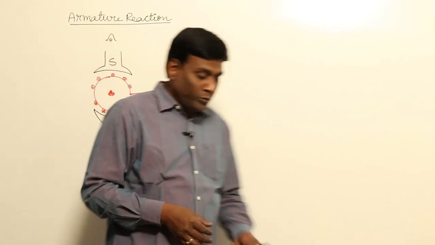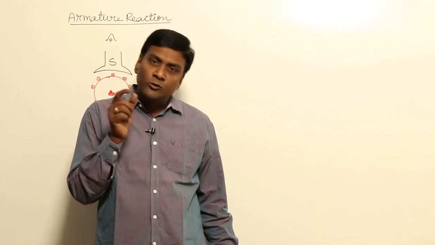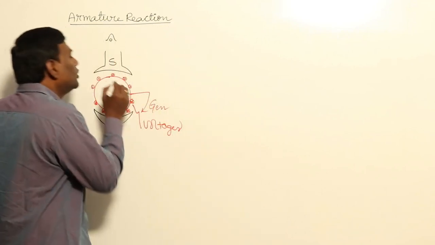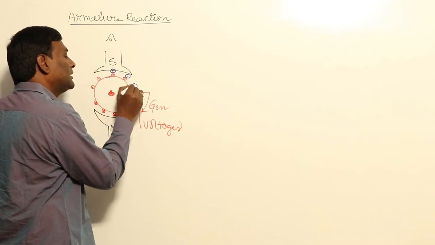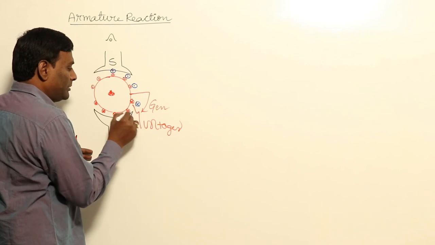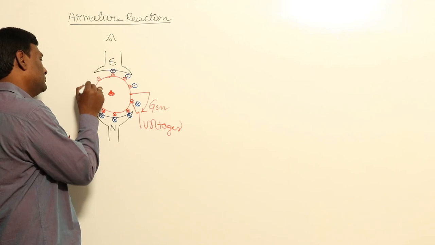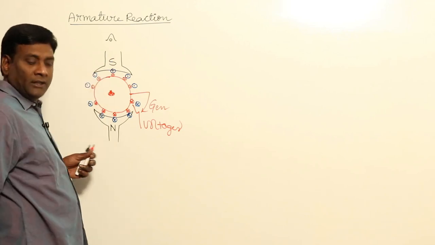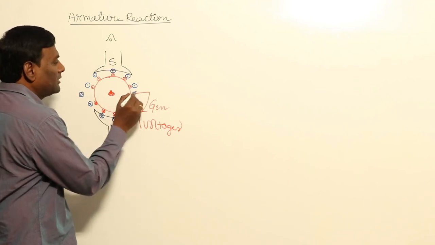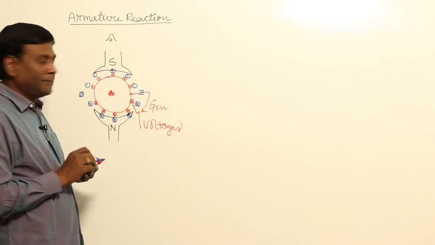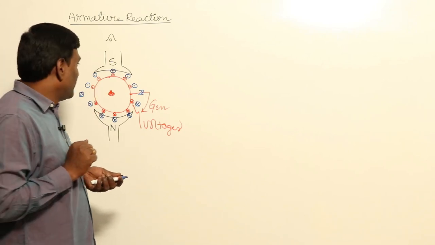And in a generator, what do we know? My current direction and the voltage direction should be in the same direction. So my currents are in the same direction, so these are going to be currents. Provided brushes are placed here, about the brush placement and all, I will discuss very soon in detail.